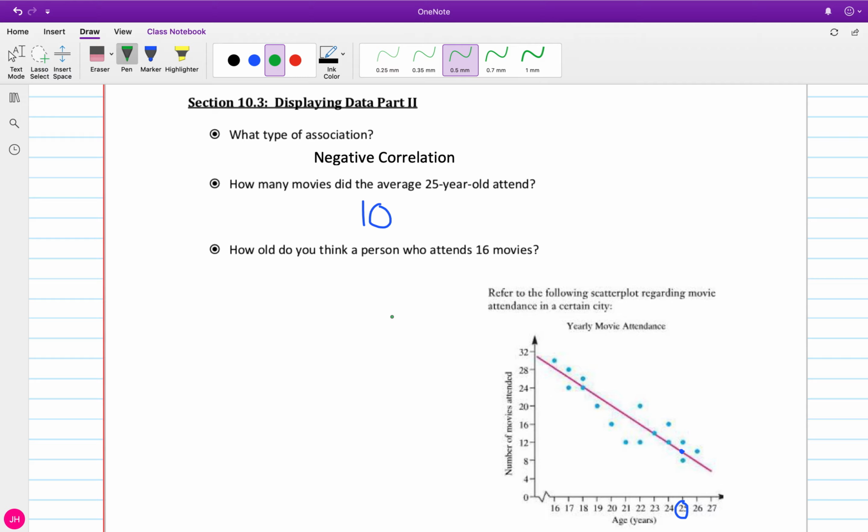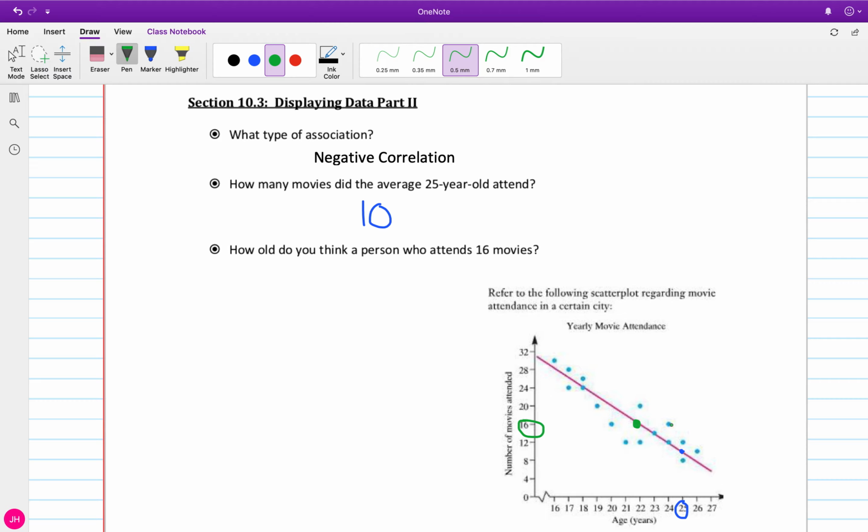Same sort of thing if I'm going to give you the movies and we have to figure out the age. We're always going to be answering it based off the trend line, not based off the data point. So a person that attends 16 movies, here's 16 movies right here. I'm going to go straight over to my trend line. Don't stop at this point or all the way over at the other point.